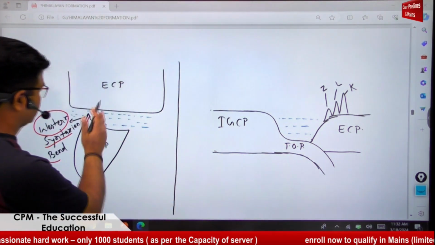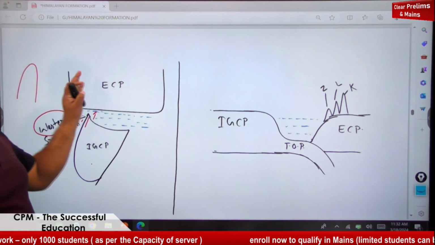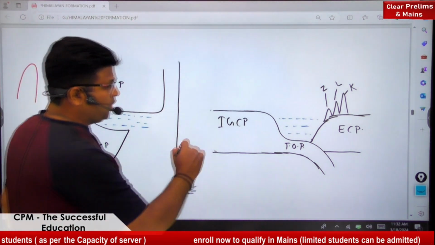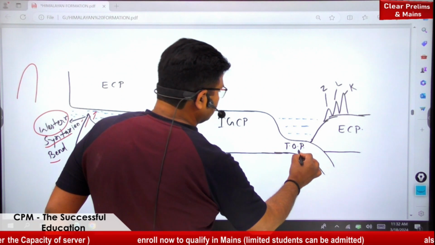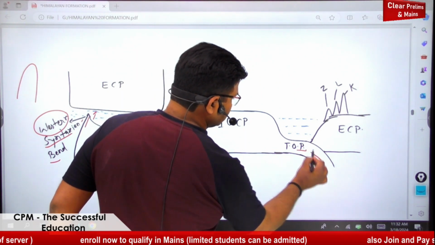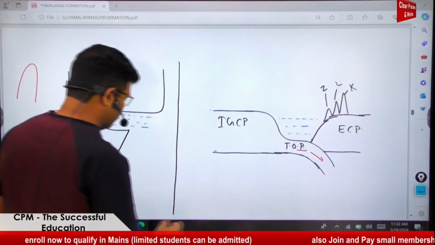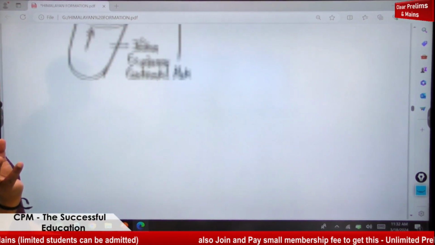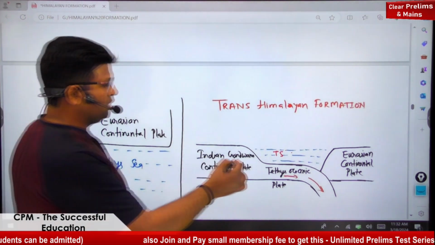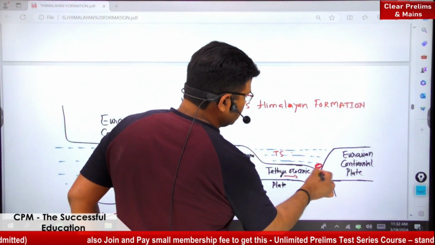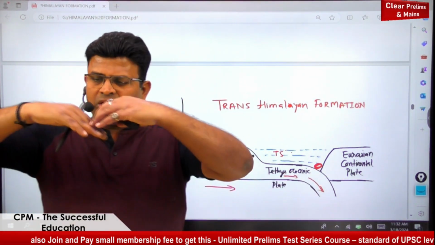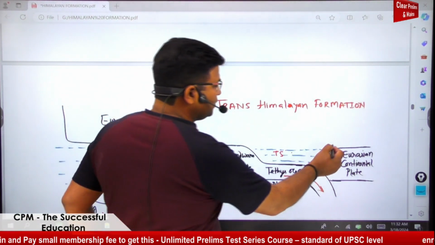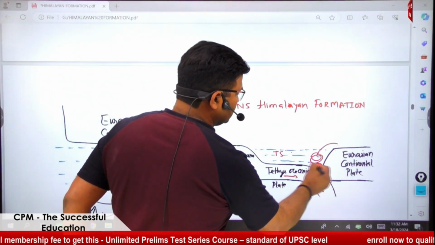I am showing this section. Understood it? So when it is going to collide, what happened? Here convergence is taking place, and here the subduction is taking place. So what have we seen? The accretionary wedge sediment and the river deposited sediments in this region.